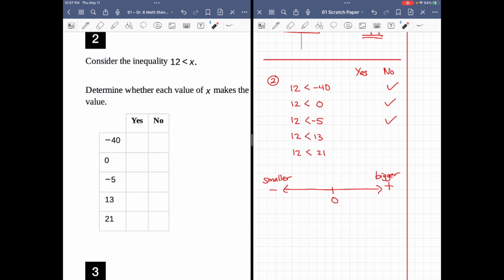Next one, 12 is less than 13. And that is true. So check off yes. And finally, 12 is less than 21. That is also true. So check off yes. So your answers in your answer booklet are no, no, no, yes, and yes. And problem number 2 is done. Go ahead and close it off.